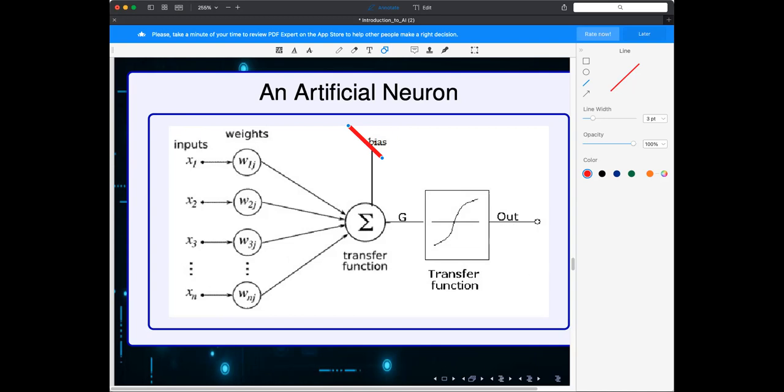Now, Ahmed is asking, what is the transfer function? The transfer function is just a function. As an example, say x squared, whatever mathematical function. After you sum them, you feed the transfer function and you get the output. It will never be x squared, by the way. I'll show you the candidate functions now, but let's assume for now it's x squared.